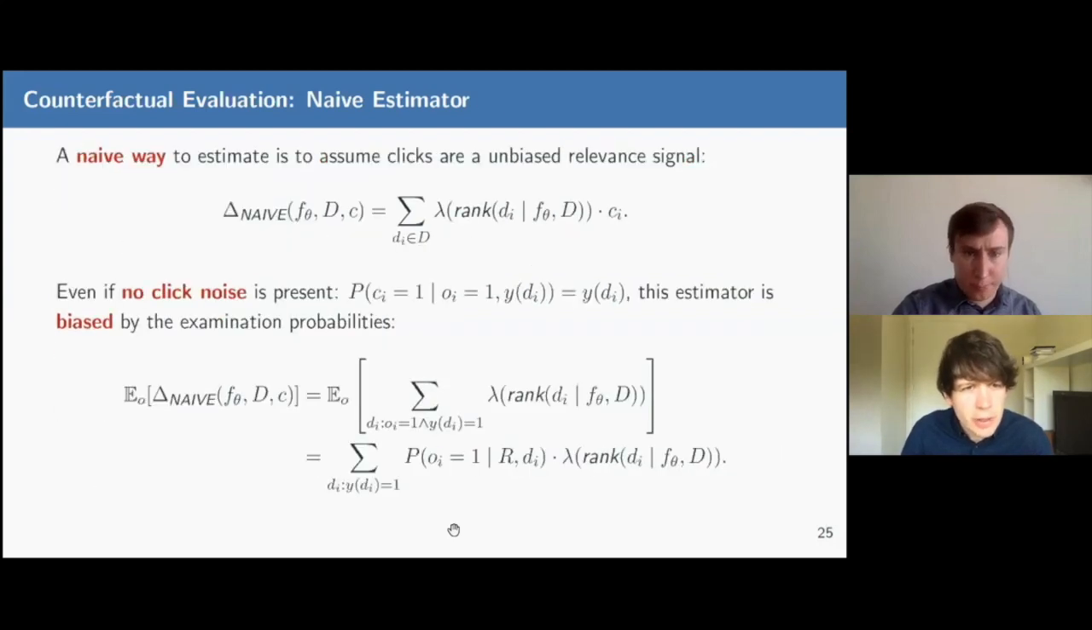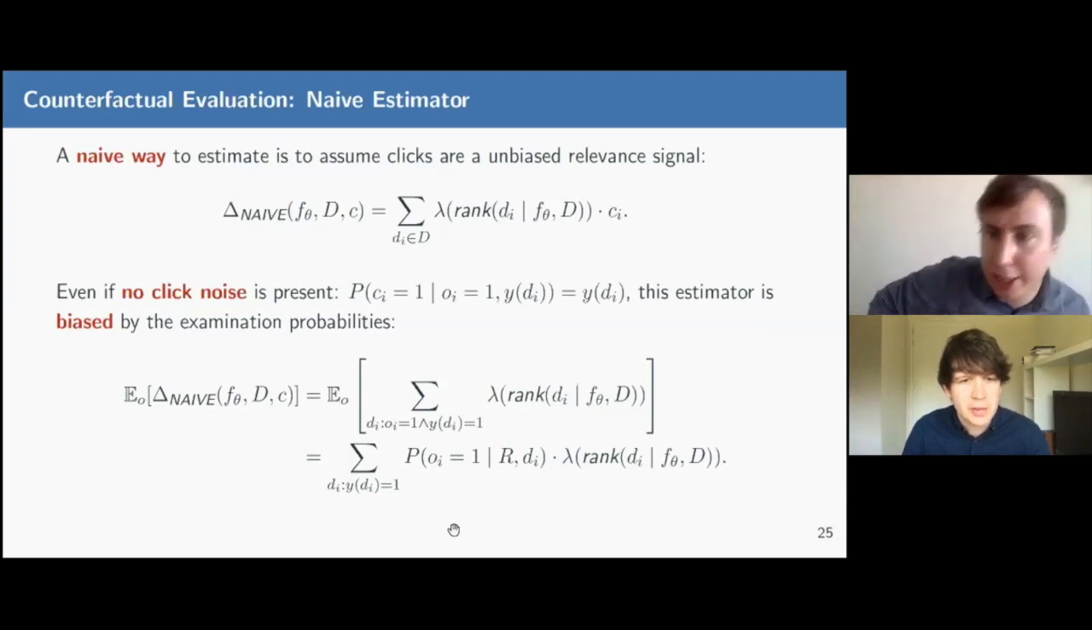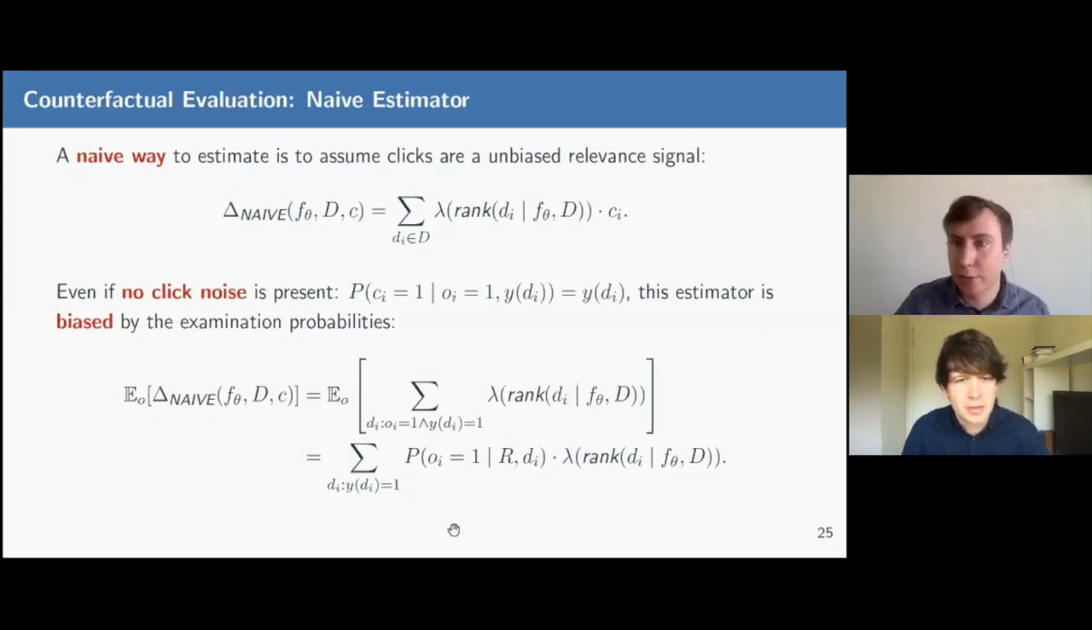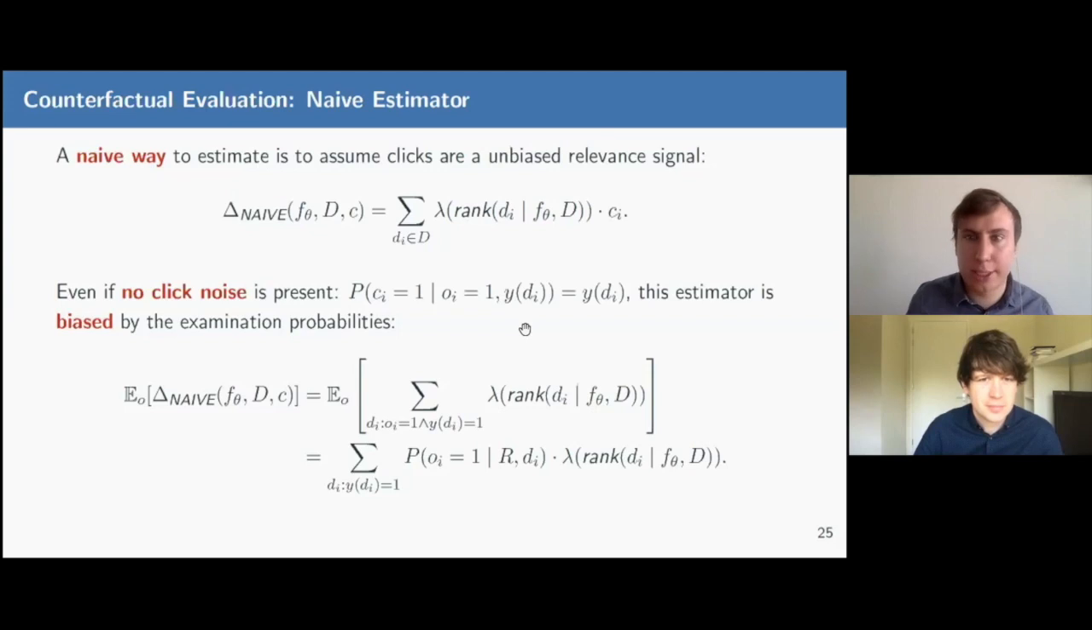Right, so you're also working with binary relevance here, right? That is correct, yeah, I should clarify that. So clicks here are either, or relevance is either 1 or 0. So either a document is relevant or it's not relevant. I think we mentioned it in the first part, but it's good to repeat. Yes. So this y function is 1 or 0, essentially. And under the no click noise setting, of course, that would mean that a click is perfectly reflecting that relevance. But we still have this bias problem because of these examination probabilities.